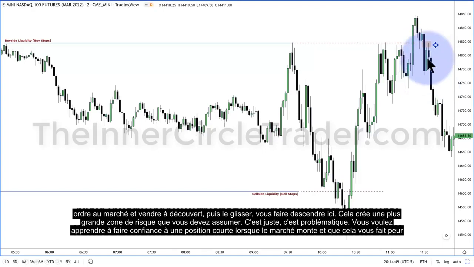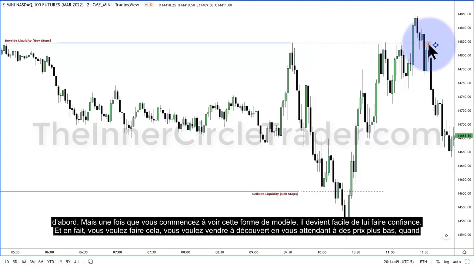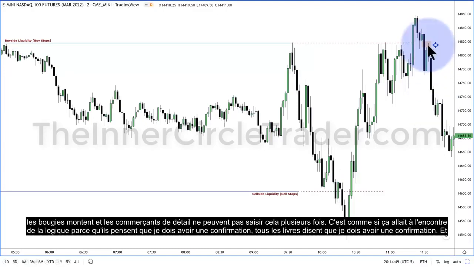You want to learn to trust going short when the market's going higher, and that feels scary at first. But once you start seeing this pattern form, it becomes easy to trust it. And in fact, you want to be doing that. You want to be selling short, expecting lower prices right when the candle's going up. And retail traders can't grasp that many times. It goes against the logic because they think I've got to have confirmation. All the books say I have to have confirmation.